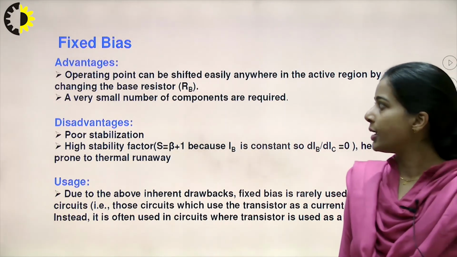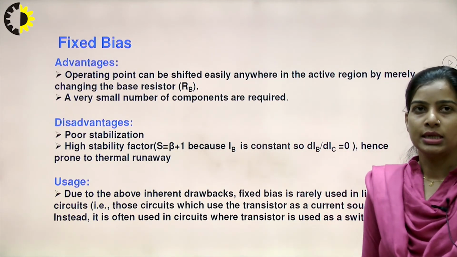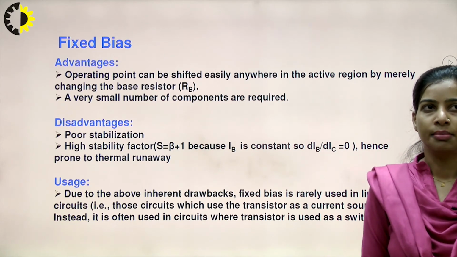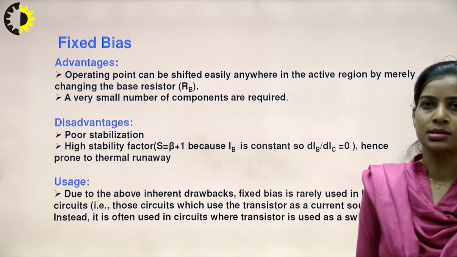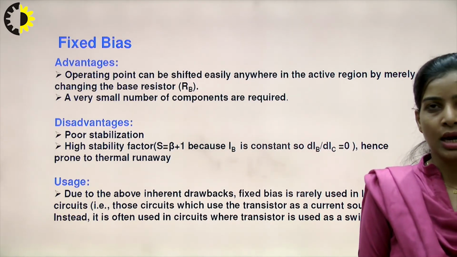Advantages of fixed bias configuration: the operating point can be shifted easily anywhere in the active region by merely changing the base resistor RB. A very small number of components are required.